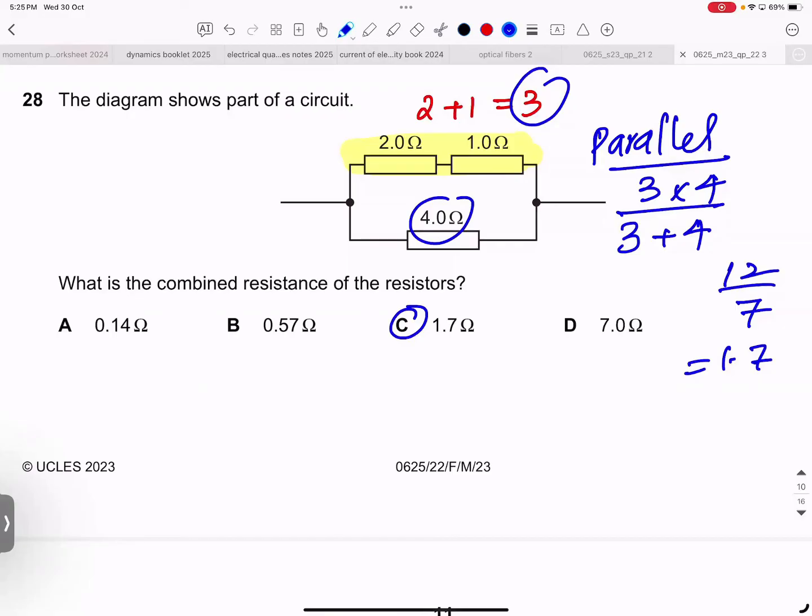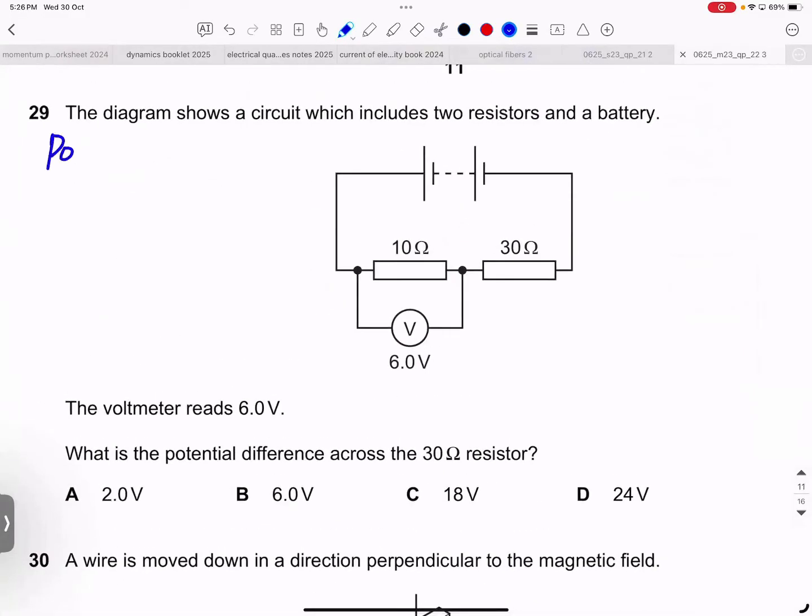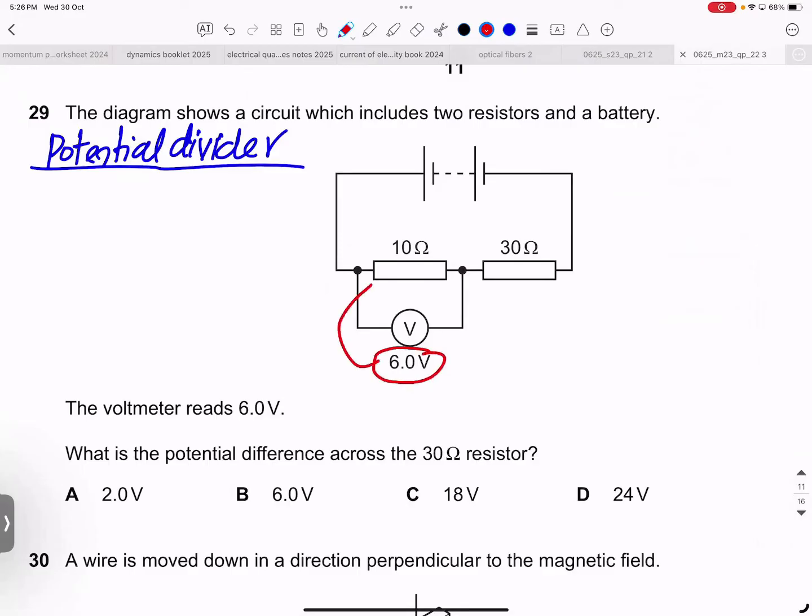Question number 29. Easy question, it's a potential divider concept. They say the voltmeter reading is 6. This 6 volt reading is for the 10. What is the potential difference for the 30? 10 is 6 volt, so 30 is 18 volt.